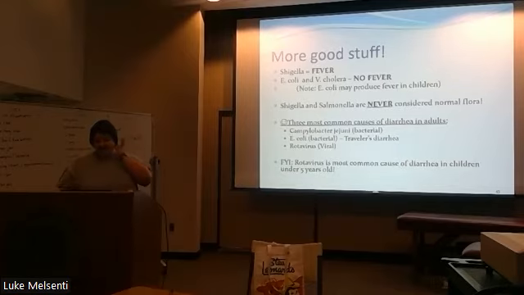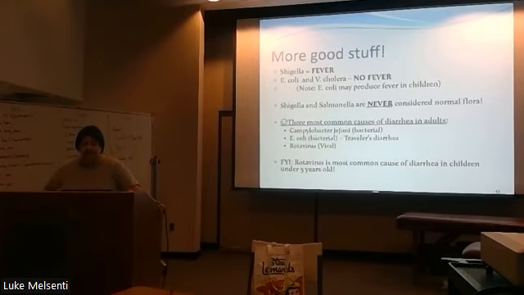A little bit more here about these guys, and then we'll do a slide on diarrhea. Shigella, remember, causes fever. E. coli and Vibrio cholera, no fever. But E. coli may produce a fever in children because of the immaturity of their immune system. Shigella and Salmonella, I stressed that on the previous slide, are never considered normal flora. The 3 most common causes of diarrhea in adults: C. jejuni, E. coli, that's that traveler's diarrhea, and rotavirus. We'll talk about the viruses a little bit later. That's a viral cause in this list. And rotavirus is the most common cause of diarrhea in children under 5.